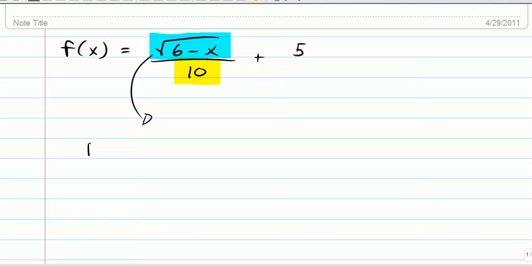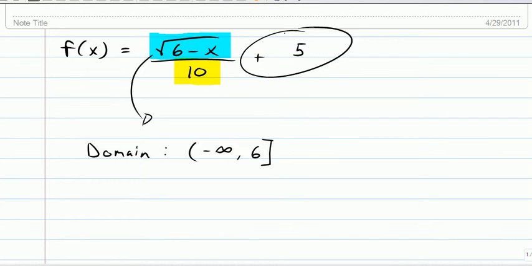So our domain is going to be everything smaller than 6, from negative infinity up to 6, and we want to include 6. Now you might think, why didn't you consider the plus 5 when you were looking at the domain? Well, plus 5 wasn't part of the denominator of the fraction. It wasn't underneath the square root, so it had no effect on the domain here.